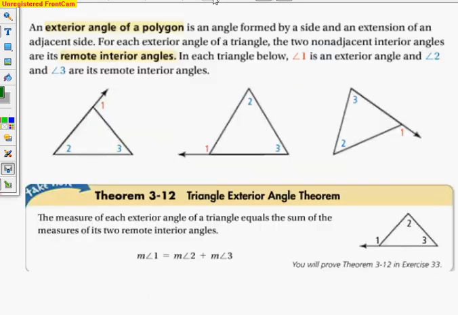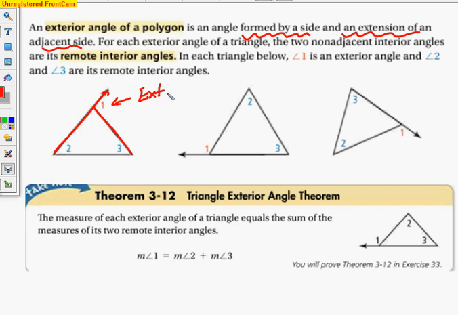Okay, next idea here. We have to talk about these two terms. An exterior angle of a polygon is formed by a side and an extension of an adjacent side. So notice down here, angle 1 is an exterior angle formed by this side, where 3 is on, and then the extension of the other side. So angle 1 is formed by this side and the extension of that side. There's angle 1, exterior angle.